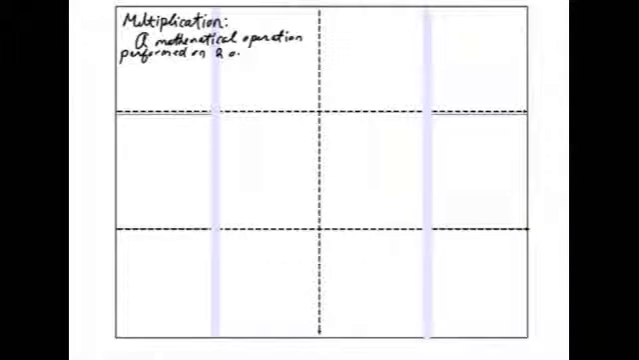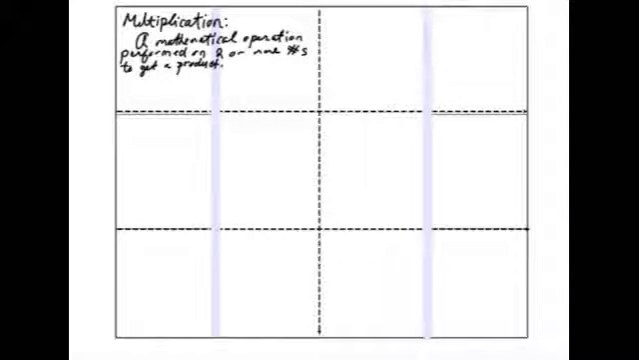And we're going to talk about multiplication in many, many different forms. So bear with us. The definition of multiplication is a mathematical operation performed on two or more numbers to get a product.